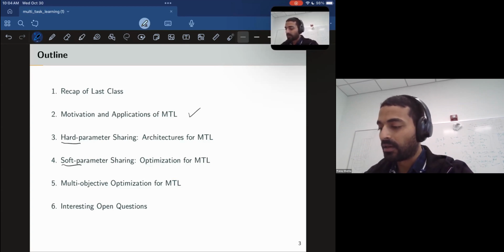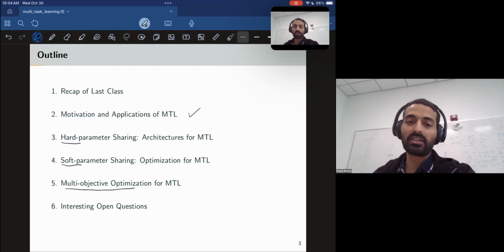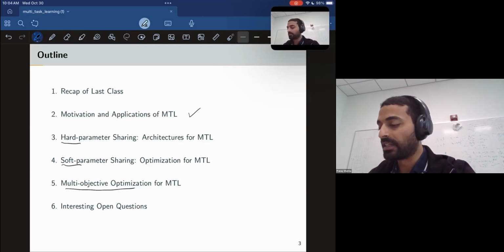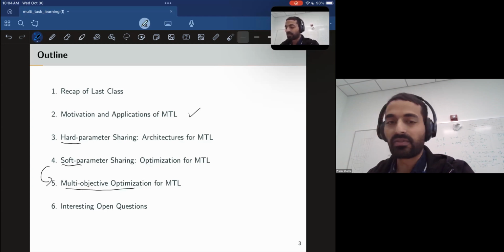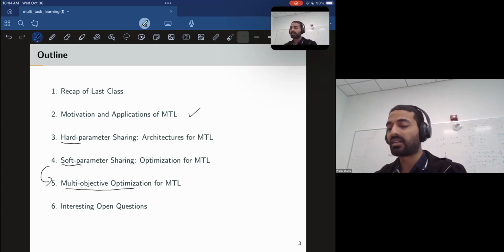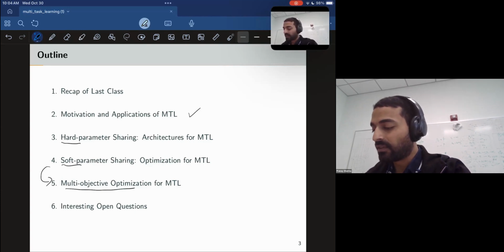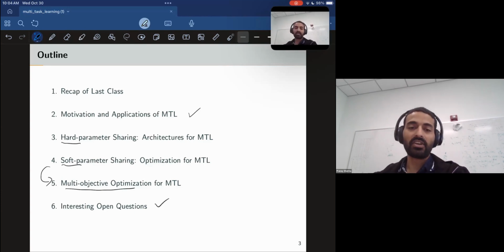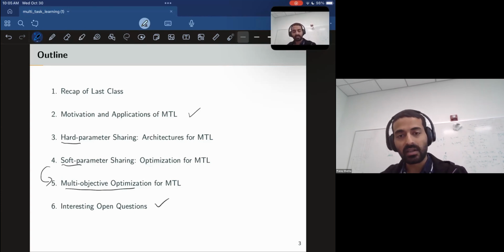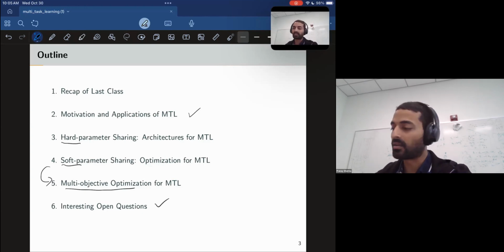Then I'll discuss in some detail the multi-objective optimization perspective for multitask learning. So five is sort of a subset of four, but because this will be a large section, I made it a separate section in itself. And finally, I'll mention some very interesting open questions which are still unsolved in multitask learning.